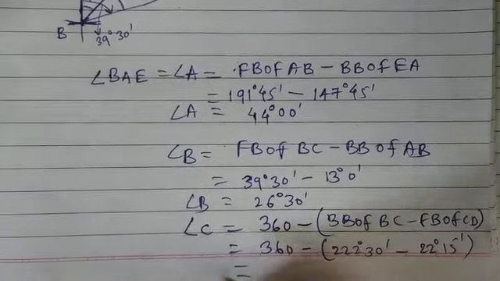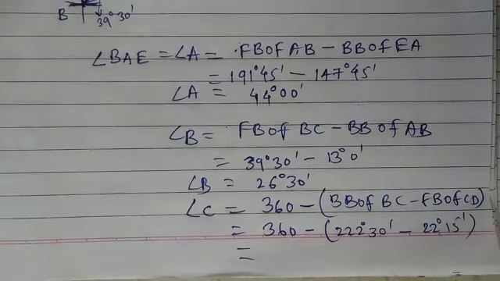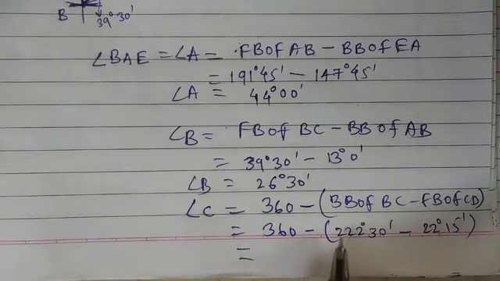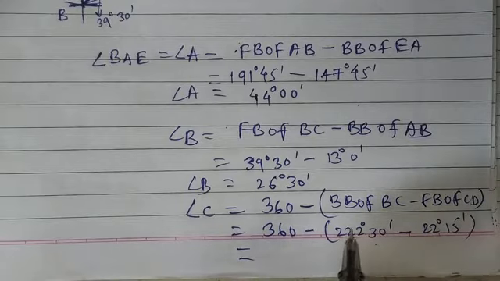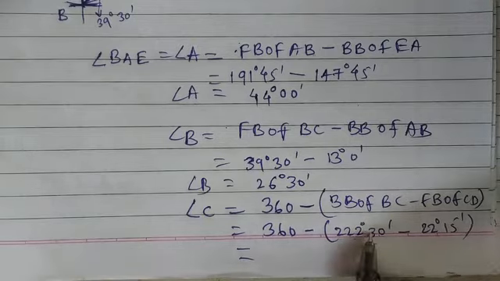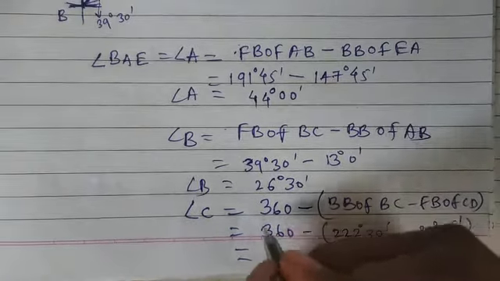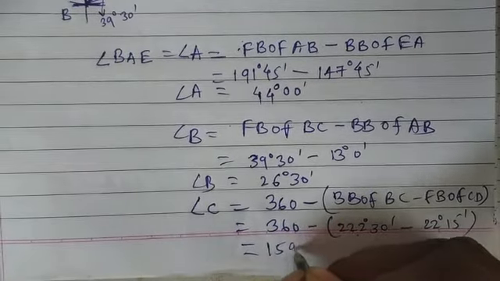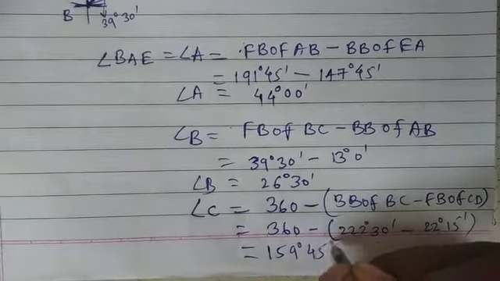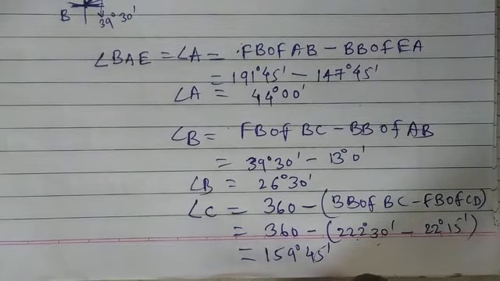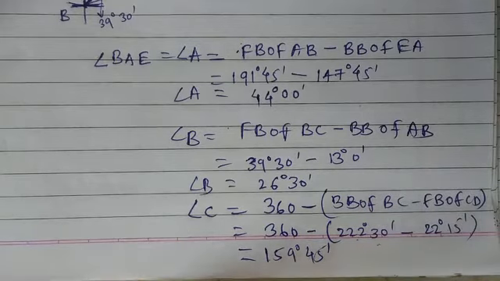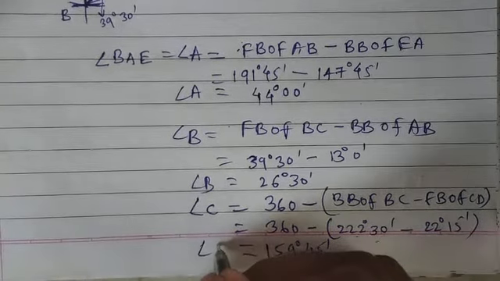Okay, so let's calculate this. This 222 degree 30 minutes minus 22 degree 15 minutes will give us 200 degree 15 minutes. Okay, and if you deduct this 200 degree 15 minutes from this, you will get 159 degree 45 minutes. So this will be angle C.